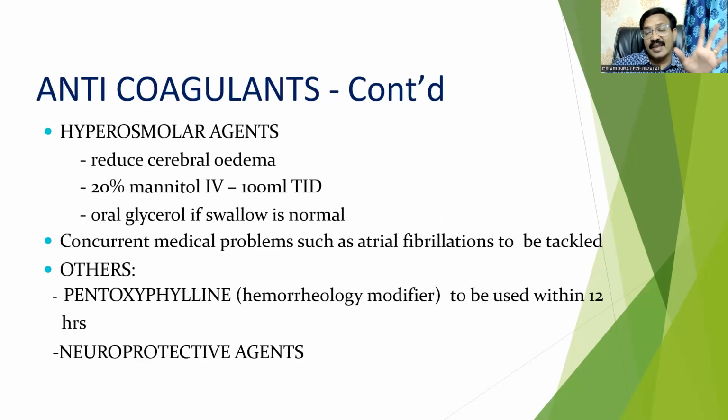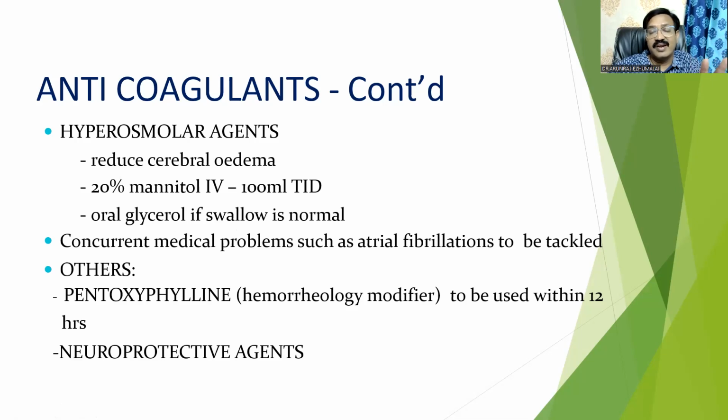When the patient has severe cerebral edema, a massive stroke patient may have cerebral edema, at that time you have to give 20% mannitol IV to reduce the cerebral edema. You can also give oral glycerol. It is also an anti-edema drug that will reduce the cerebral edema. You can also give 3% normal saline, hypertonic saline. That will also reduce the cerebral edema.